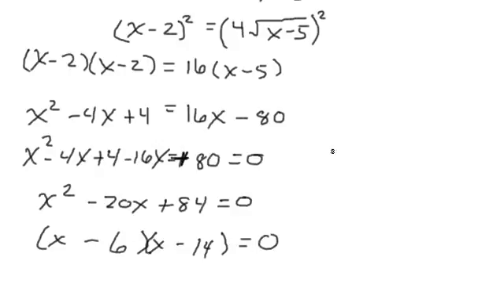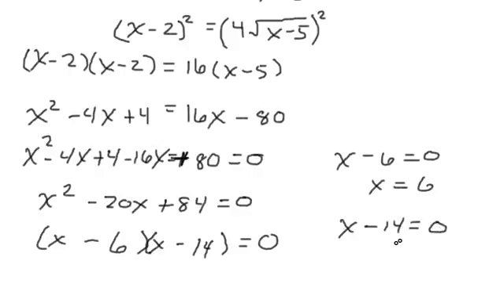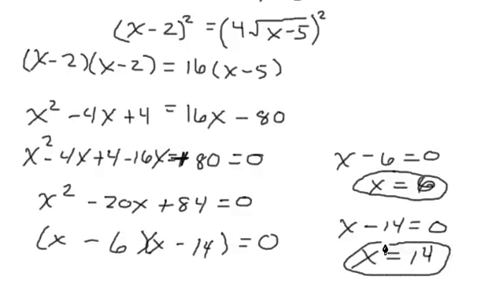We set both those equal to 0. And so x is equal to 6, and x minus 14 is equal to 0. So we have x is equal to 14, and these are our two solutions. So we had some work to do on this problem.